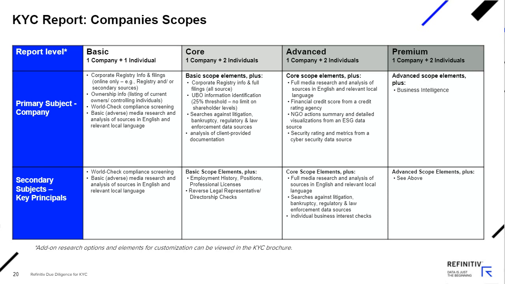The premium scope adds business intelligence. Now, business intelligence is we have a curated international network of on-the-ground sources within former law enforcement, regulatory, and pertinent business communities that can get commentary on companies and individuals to provide details beyond what's available in the data. And so premium adds that on top to the advanced report. One more thing I'd like to add, this obviously maps up to the risk categories we have, to the cover page we have.